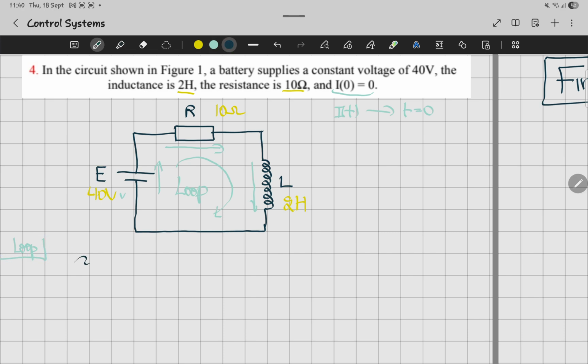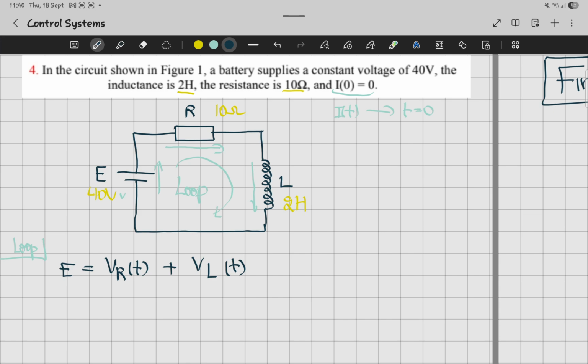So it's going to be E equal to VR of t plus L d/dt, and let me just write it correctly. It's going to be VL of t. Let's just keep it in this form for now. This is what we're going to get on our first loop.